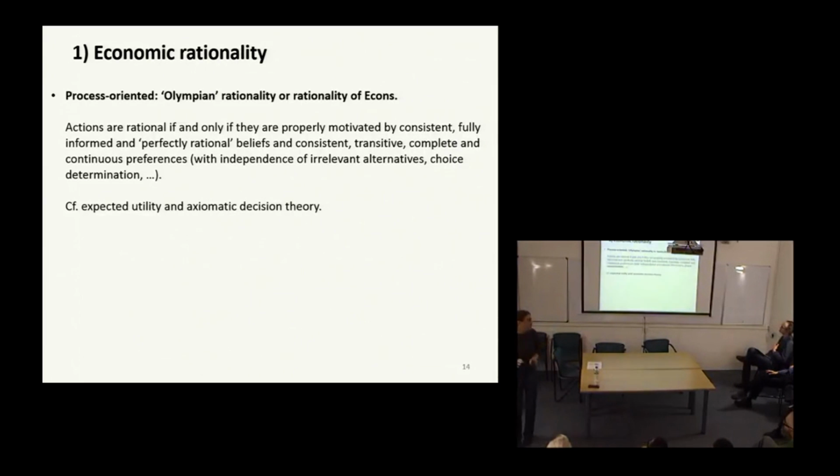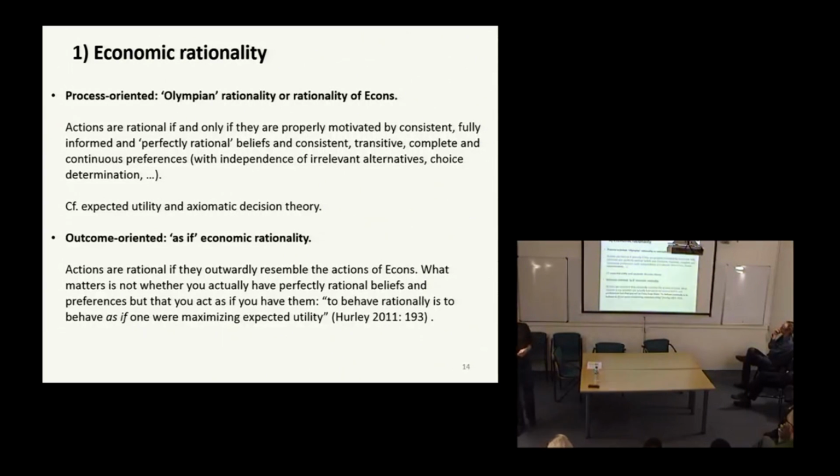To get a better grip of the process versus outcome-oriented variants, think of economic rationality. Economic rationality is a kind of Olympian rationality, the rationality of econs. Actions are rational if and only if they are properly motivated by consistent, fully informed, perfectly rational beliefs on the one hand, and preferences on the other hand, preferences which should be well behaved, which means they should be consistent, transitive, complete, continuous. I won't go into all these rationality assumptions. But the idea is that you imagine a being, we call him an econ, homo economicus, which fulfills all these criteria and acts accordingly. That's an economically rational being.